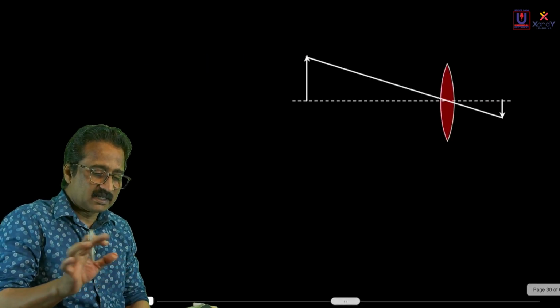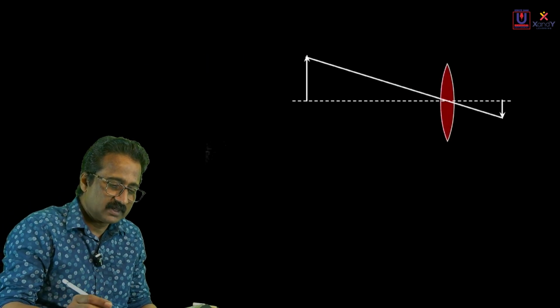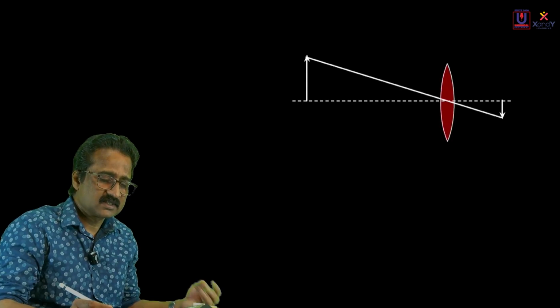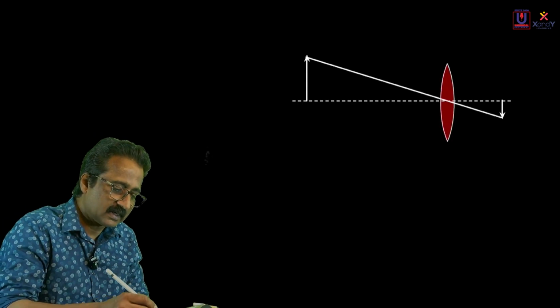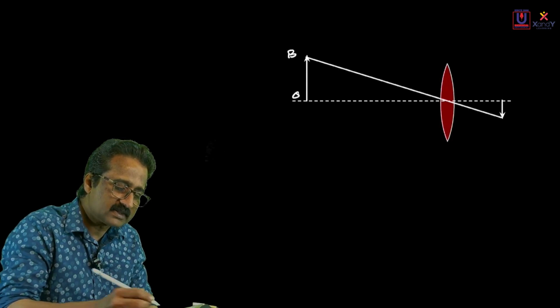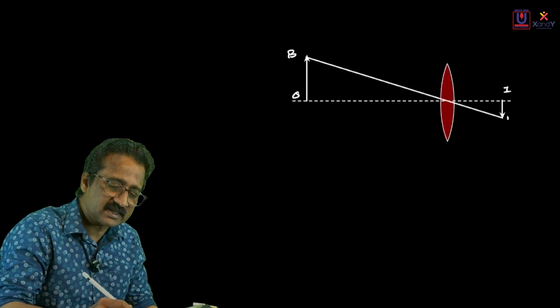Forget about the landscape and all. I'll just give you one case where an object, not a landscape, let's say some tall object is there and this object is OB and this is a convex lens, the image formed on the other side is IM.